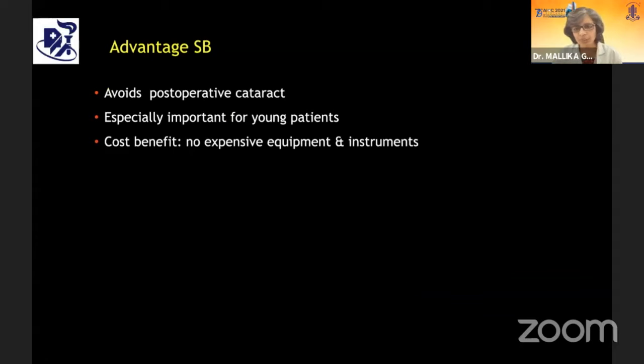Now, why should we attempt scleral buckling in any given case is because it has the advantage of avoiding post-operative cataract, unlike vitrectomy, which is especially important for young patients where accommodation is important. And there is a huge cost benefit compared to vitrectomy.